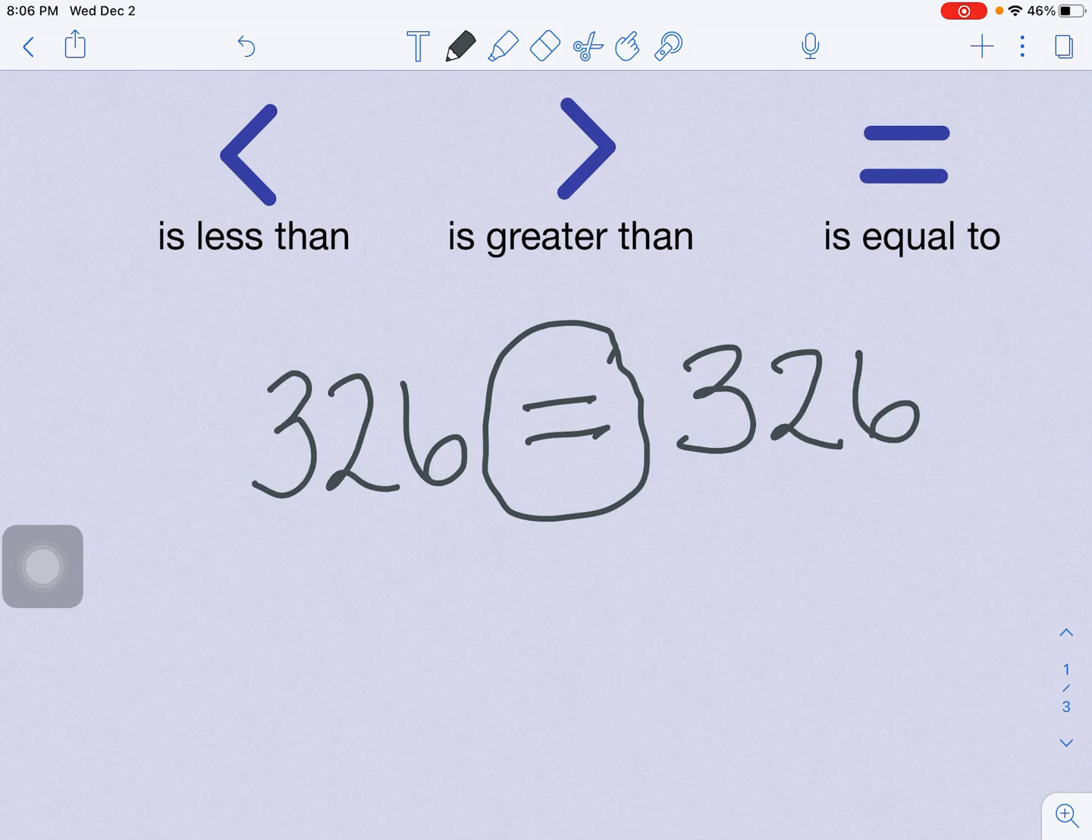Remember, on page 97, you need to draw out all of the proof pictures for number 1 through 6. And on page 98, you do not need to draw out the proof pictures. You can just use your is less than, is greater than, or is equal to signs.